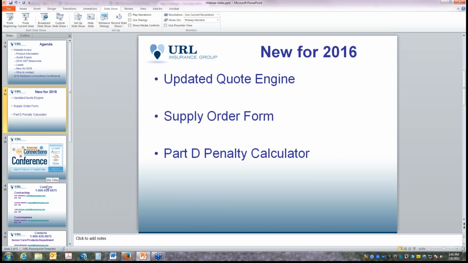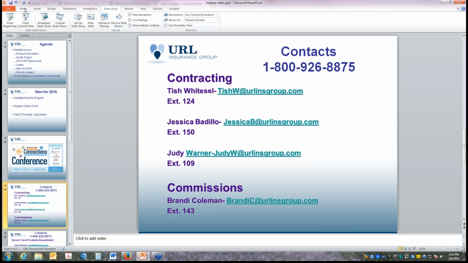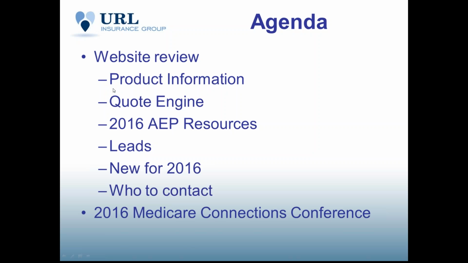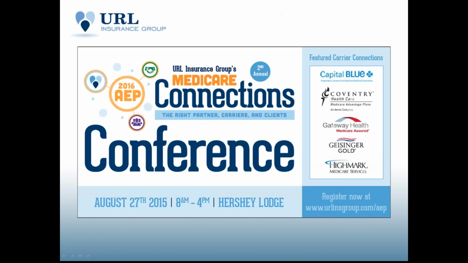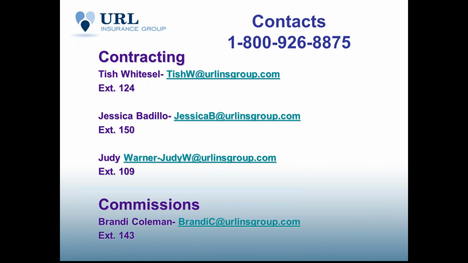Who to contact during the AEP and the rest of the year, really. For contracting, our 1-800 number is right up there. Tish Weitzel is our Director of Contracting. Her email address is there and her extension is 124. Jessica Badillo is one of her assistants, and Judy Warner as well. They'll be able to help you with any of the contracting.